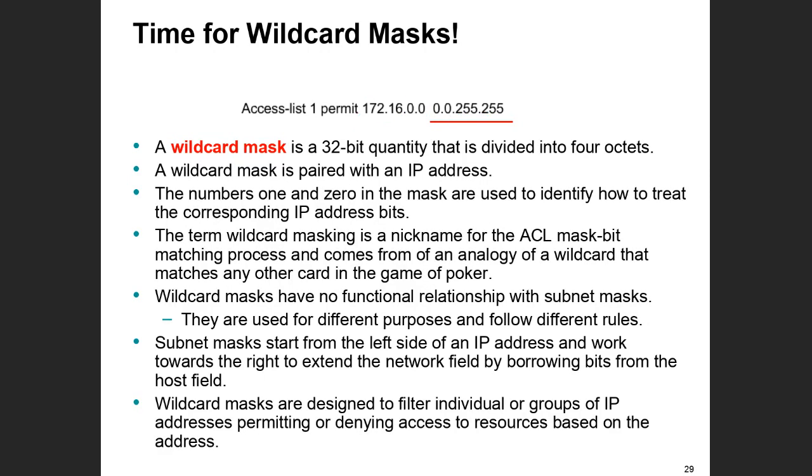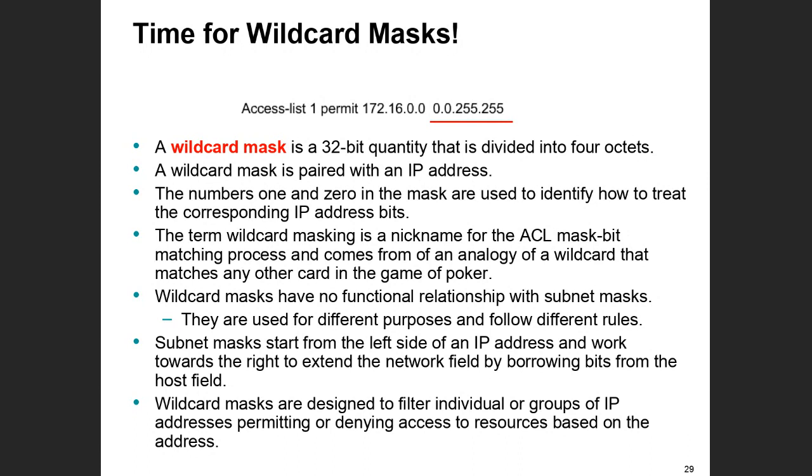So a wildcard mask is a 32-bit quantity, kind of like IP addresses are 32 bits, and subnet masks are 32 bits. Wildcard masks are 32-bit quantities divided into 4 octets, paired with an IP address. But the ones and the zeros have different meanings. In the subnet mask, the ones tell us these are the bits in the network address, the network prefix portion. And the zeros in the subnet mask tell us how big this network is. If there are 8 host bits, 2 to the power of 8, that's 256 possible addresses.